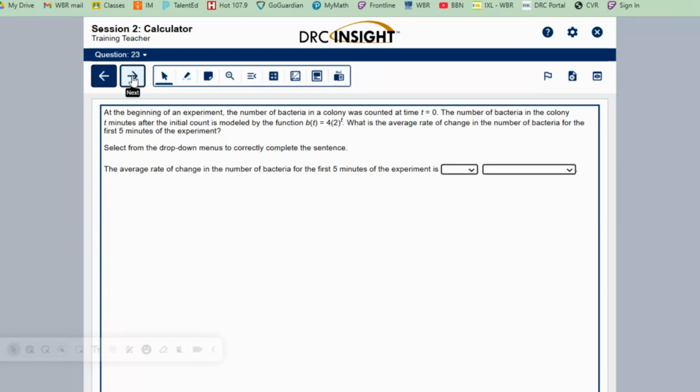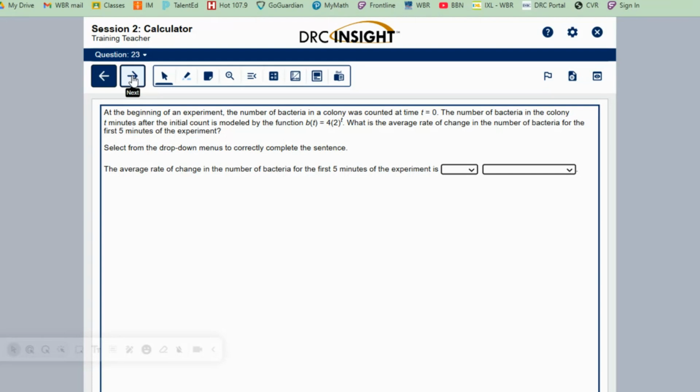23. At the beginning of an experiment, the number of bacteria in a colony was counted at t equals 0, when time is 0. So at the beginning means time is 0. Okay? The number of bacteria in the colony t minutes after the initial count is modeled by this function. What is the average rate of change in the number of bacteria for the first 5 minutes of the experiment? Select from the drop-down menus to correctly complete the sentence.